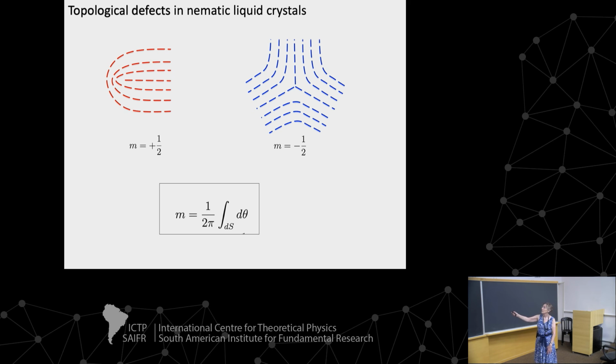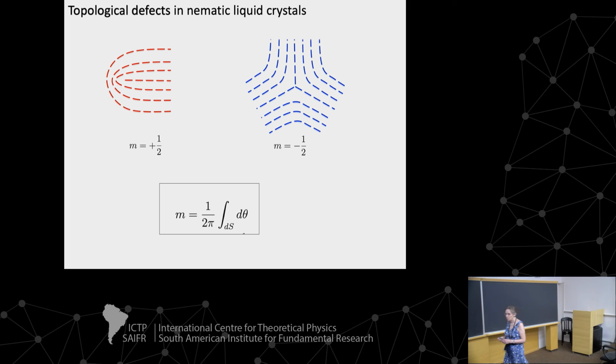This one looks like it's got this threefold symmetry, and that has topological charge minus a half. And the topological charge is just a way of classifying these things, really. If you take the line integral of the direction of the director field around the defect, here you get plus a half, and there you get minus a half.